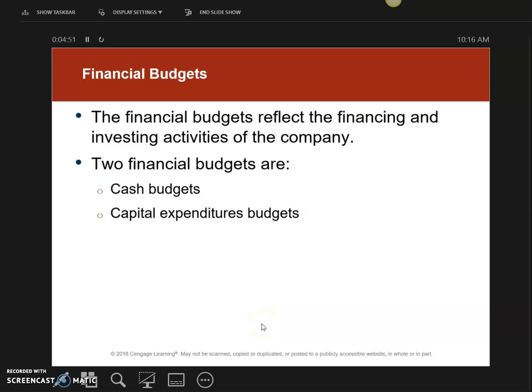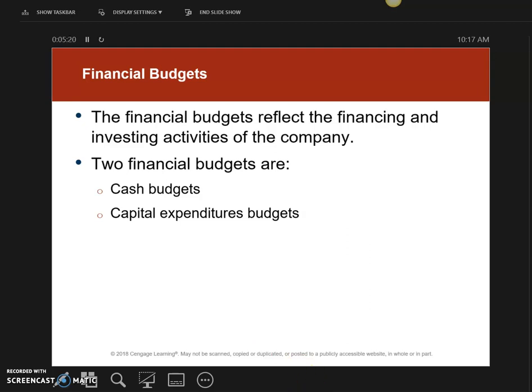Our final component of budgeting is going to be about financial budgets. These are basically going to include the balance sheet. We're going to look at investing activities, and investing activities have to do with capital expenditures. When you actually buy large pieces of equipment, you are investing in your business so that you can continue to make more and more profit. So the two budgets under the financial are called the cash budget and the capital expenditures.